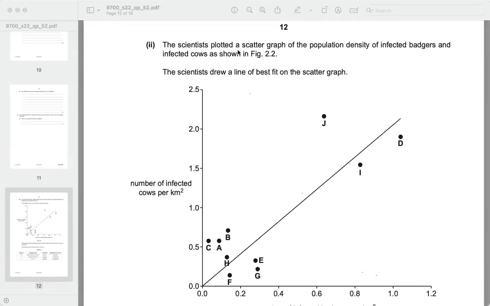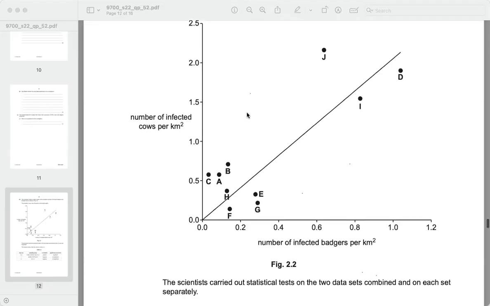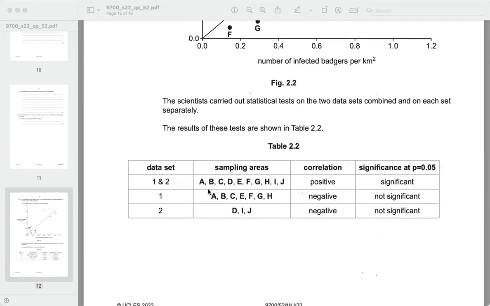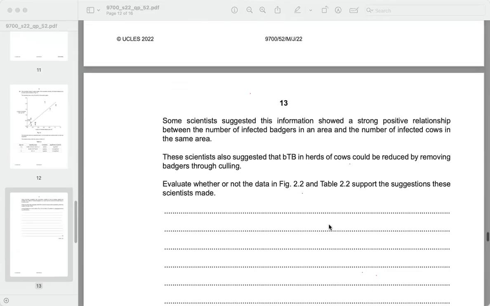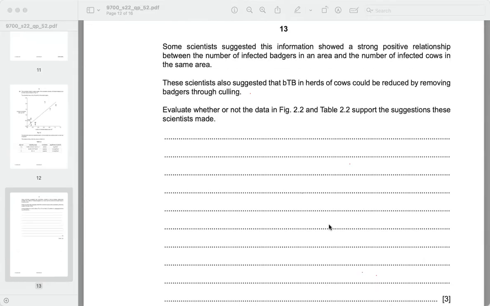Now we have a big scatter graph, which is given in the second part. And there will be a table given right below it, where they have mentioned the areas and the relation. So here they're already moving on from the null hypothesis. They've found that the relation is positive, and in 2 they found it negative. Significant, non-significant is what the data has been given. Now we come to the last question, where it says that some of the scientists suggested that the information showed a strong positive relationship between the number of infected badgers in an area and the number of infected cows.